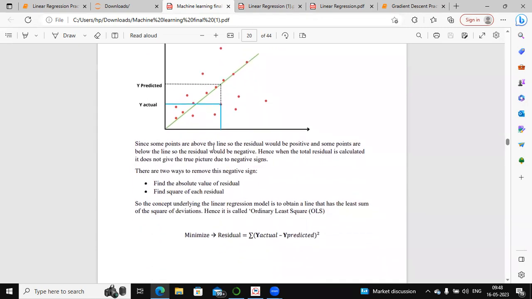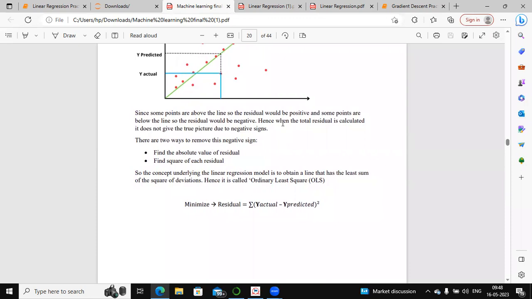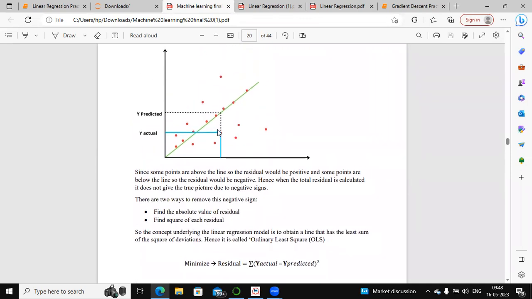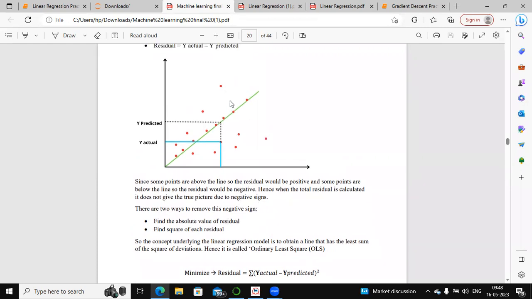Since some points are above the line, the residual would be positive, and some points are below the line, so the residual would be negative. Obviously, if you subtract this minus this, you will get negative, and if you subtract this minus this, you will get positive. Hence, when the total residual is calculated, it does not give the true picture due to the negative sign. When you find the total residual, these will cancel out, and the minus values and plus values will cancel out.